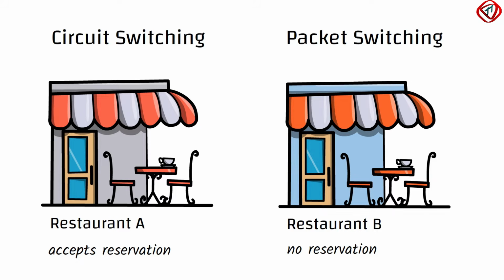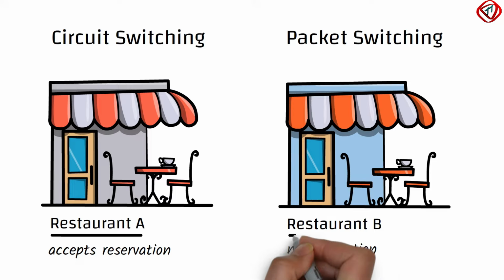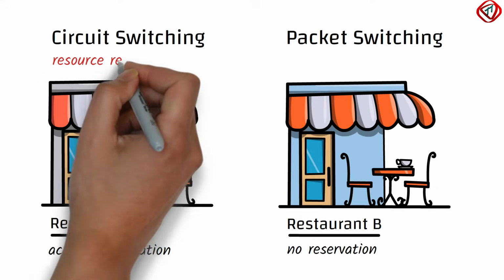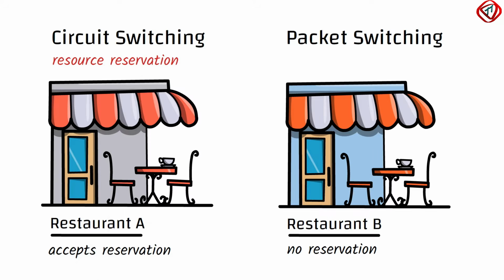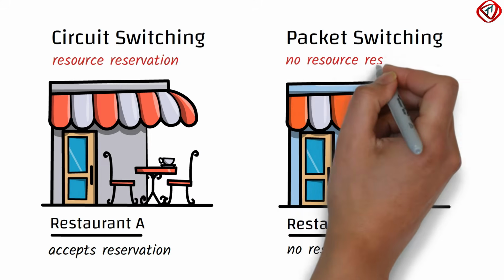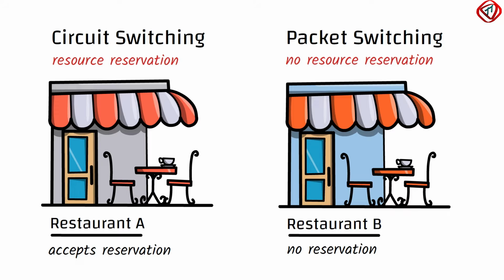Circuit switching is analogous to restaurant A, which accepts reservations. On the other hand, packet switching is analogous to restaurant B, which does not accept reservations. That is, in circuit switching, resources are reserved for the communication session. On the other hand, resources are not reserved in packet switching.